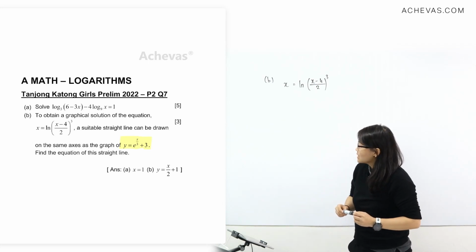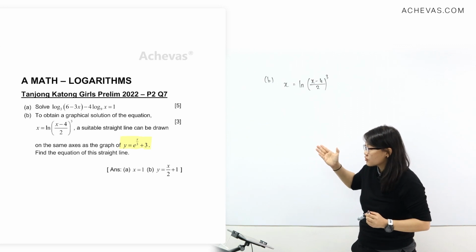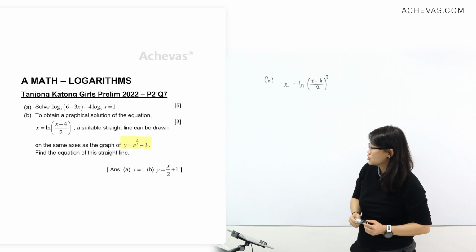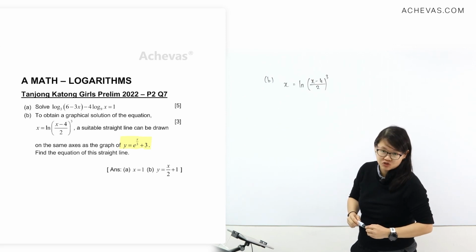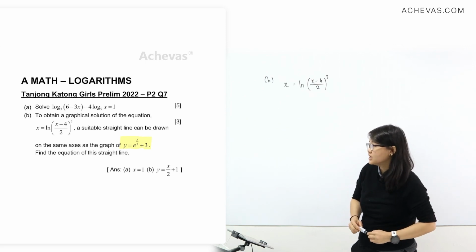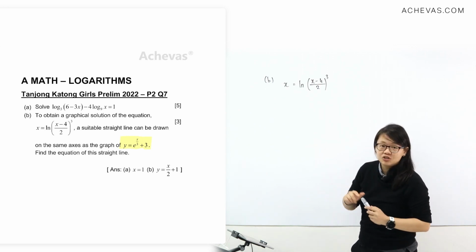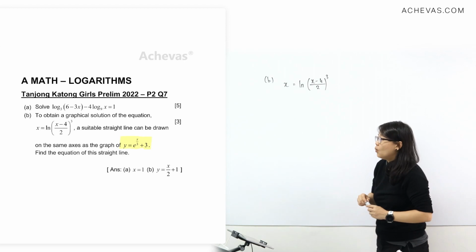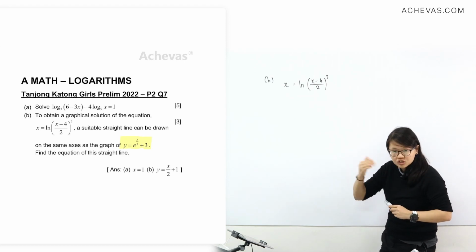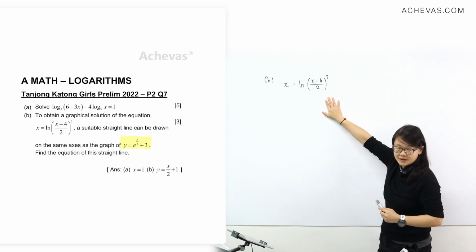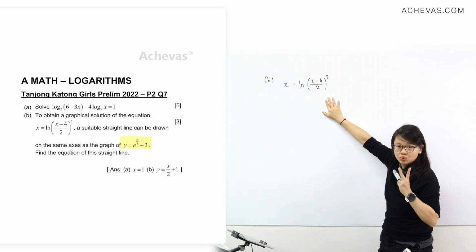To obtain a graphical solution of the equation, a suitable straight line can be drawn on the same axis as the graph of y equals e raised to the power x over 3 plus 3. Find the equation of this straight line. Now you have to observe what you have been given. You are given y equals e raised to the power x over 3. So keep that in mind so that you know what to adjust, okay? Of course, there are many ways that you can achieve that. Maybe I'm going to show you two ways.